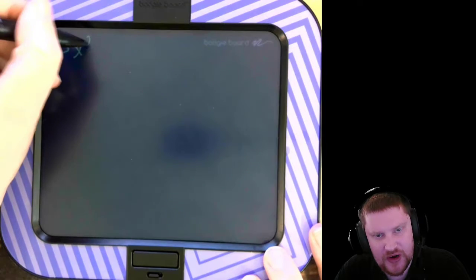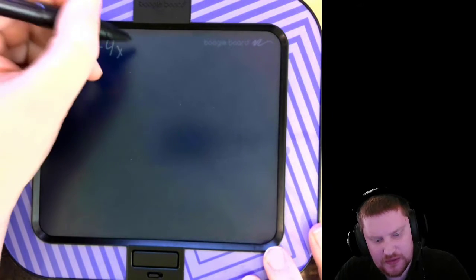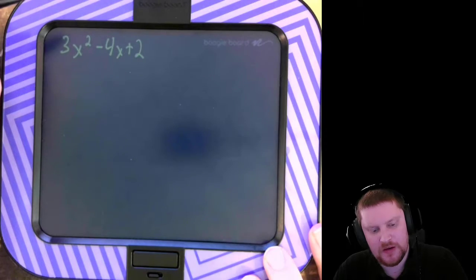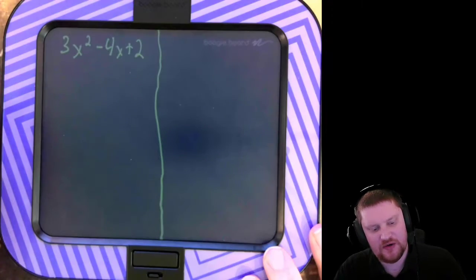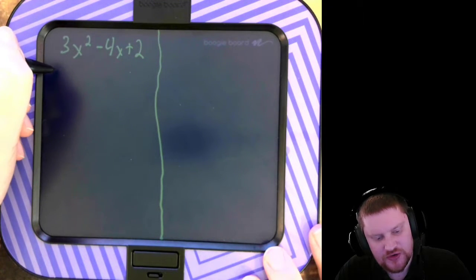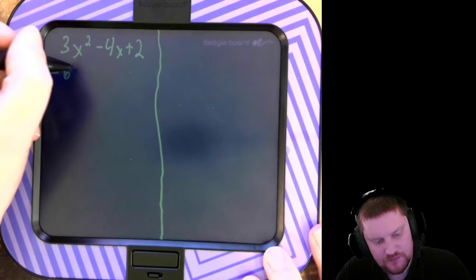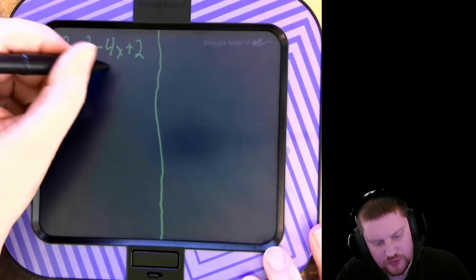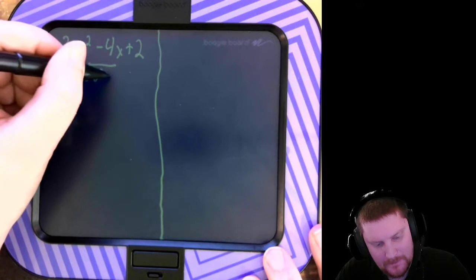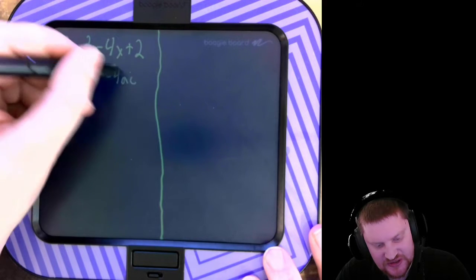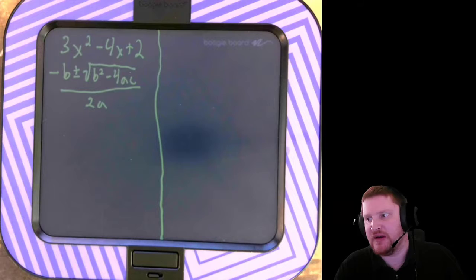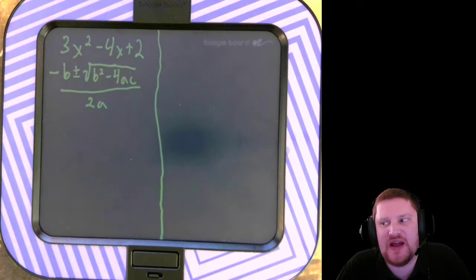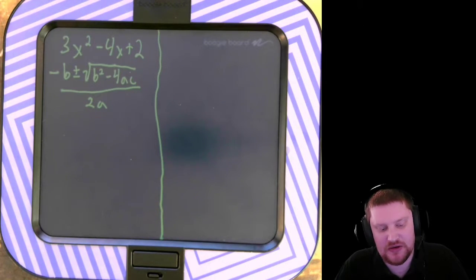So the equation that we have is 3x squared minus 4x plus 2. Now, as I mentioned, you guys have seen the quadratic formula before, but you may not remember it. The quadratic formula is negative b plus or minus the square root of b squared minus 4ac, all over 2a. Now that's a bunch of letters without a lot of context, so let's give it some context.